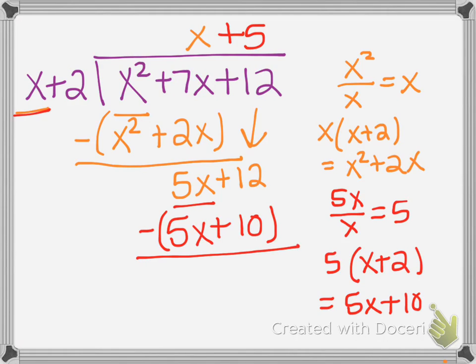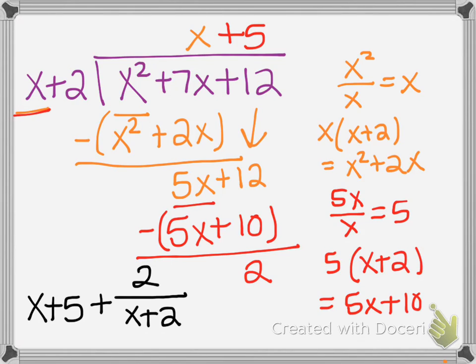Parentheses when we subtract, which means that we are going to have 5x minus 5x, which is 0, and then we have 12 minus 10, which is 2. Now, the proper way to write this as an answer, it's going to look different, but this is the proper way. You write the quotient and then you add the remainder value over your dividend. So this is the final answer to that division problem.